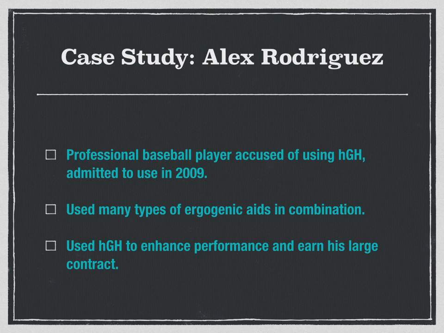In 2001, Rodriguez signed the largest contract of any player in the history of the MLB with the Texas Rangers. He attributed this high pressure of signing this contract to the use of the ergogenic aids in an attempt to produce at a higher rate and earn his contract in the eye of the public.